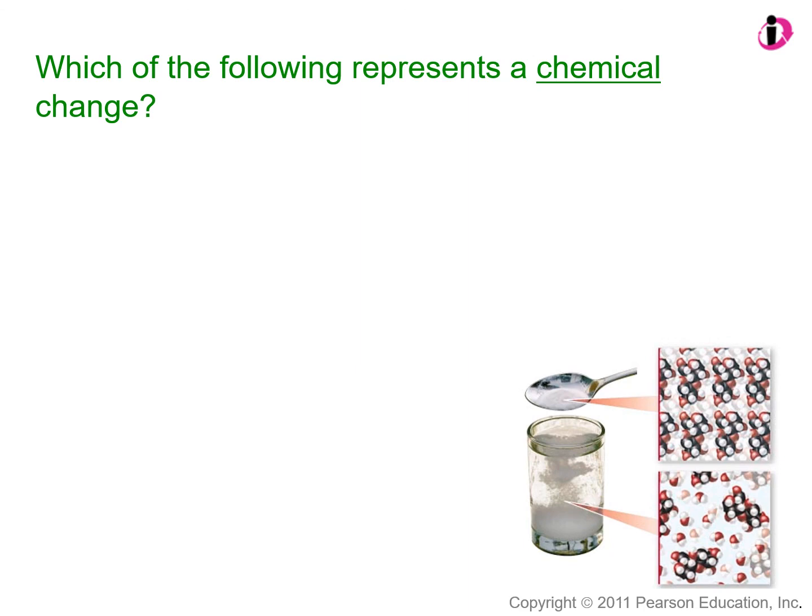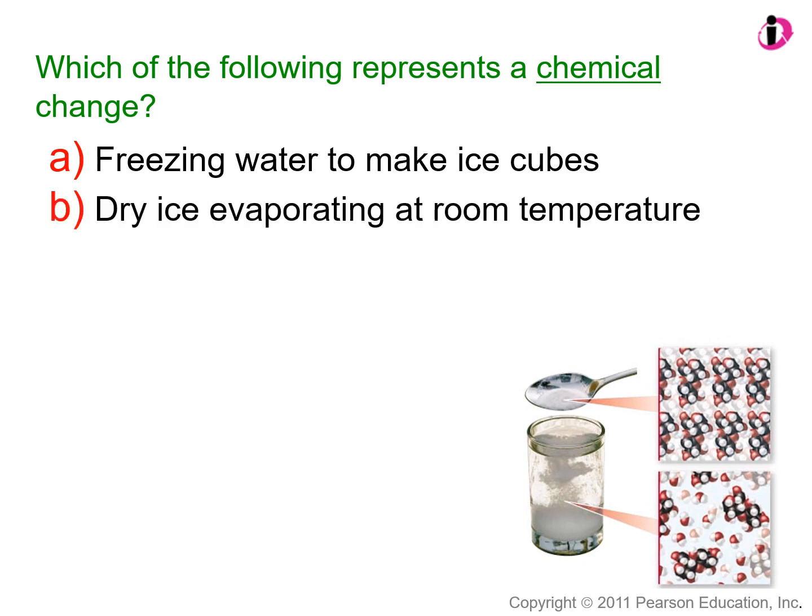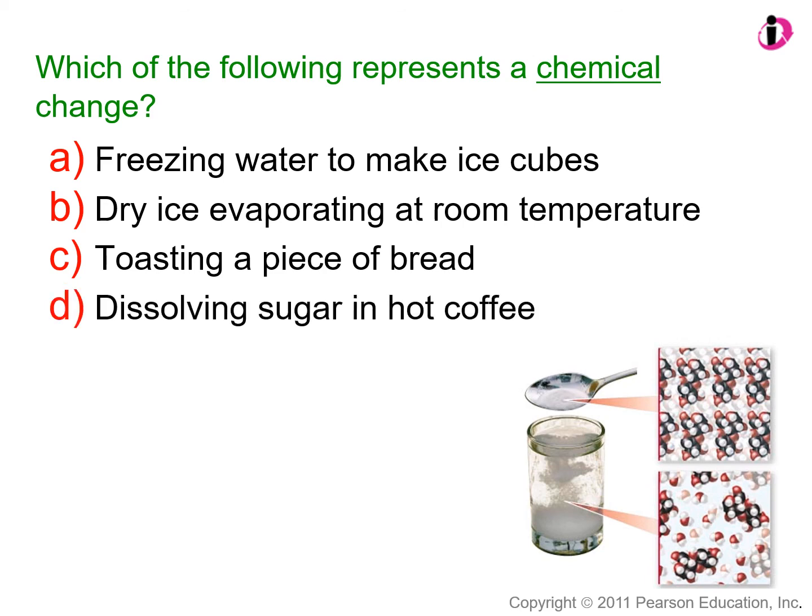Okay, so let's see if you can demonstrate what you've learned. So here we have some different examples. Freezing water to make ice cube, dry ice evaporating at room temperature, toasting a piece of bread, dissolving sugar in hot coffee, crushing an aluminum can. Which would be a chemical change? Take a minute, think about that. Which would be a chemical change?